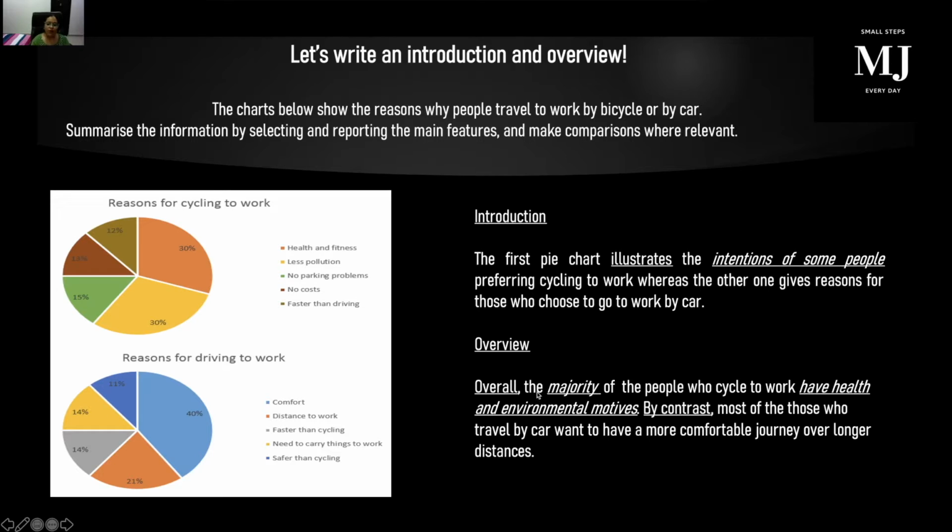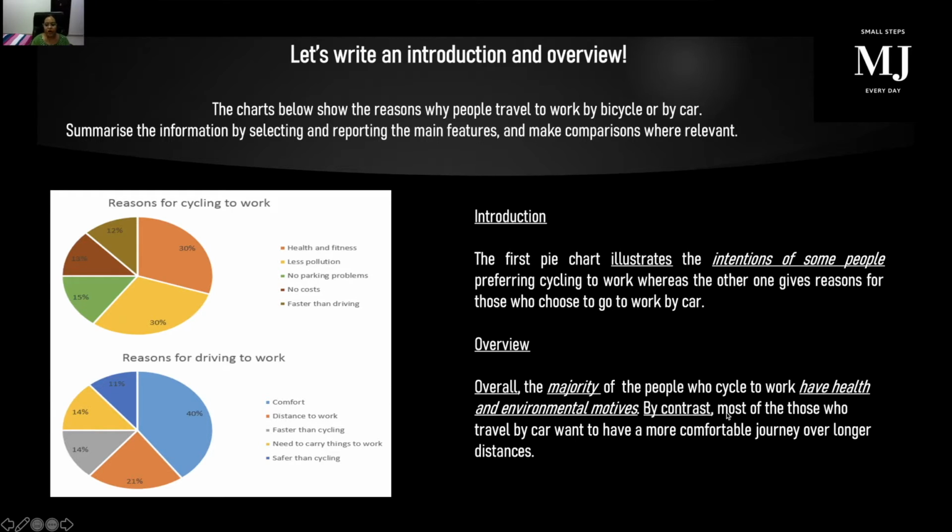So overall, the majority of the people who cycle to work, let's see the majority of the people, well, this one, 30 plus 30, that means 60. The majority of the people who cycle to work have health and environmental motives, yes. So these are equal percentage for health and fitness in mind and having less pollution in mind, so environmental factors in mind. Okay?